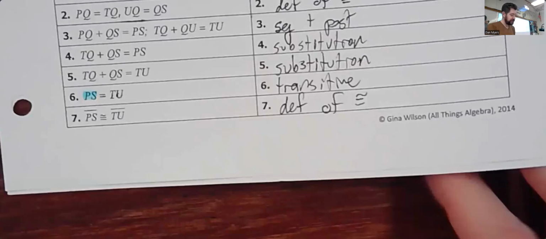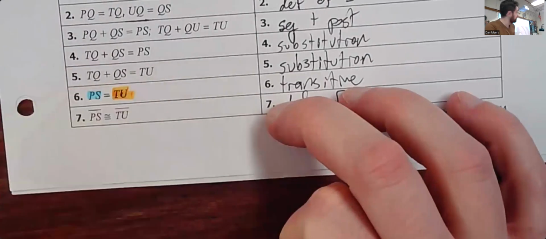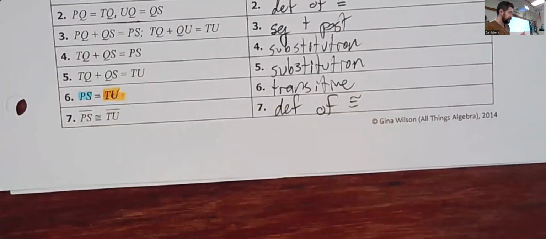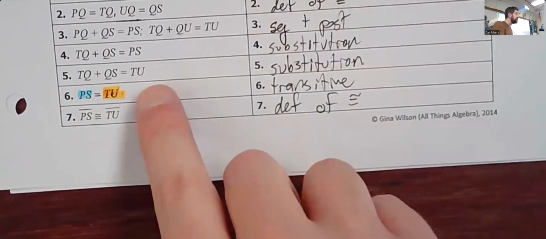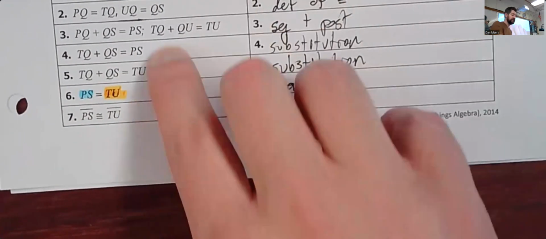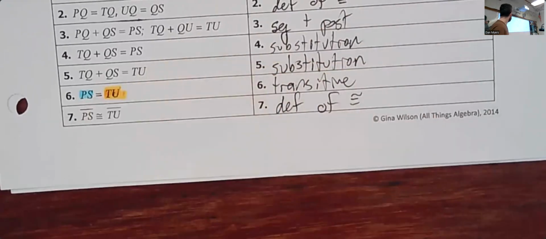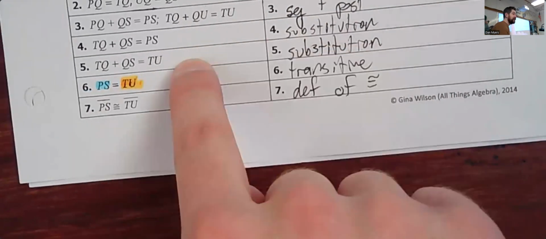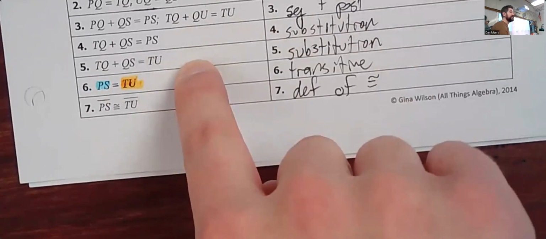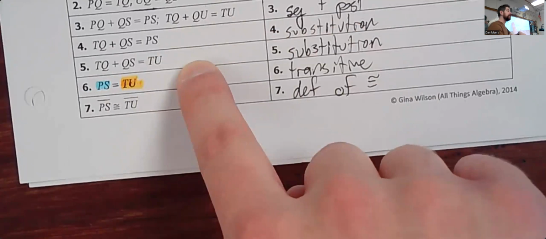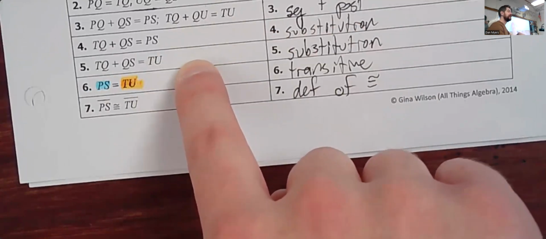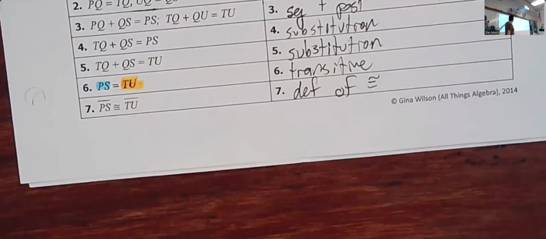All right, then TU here. TU is our third thing. TU is also in step 3, but it's also in step 5. And transitive, like I said, is usually a combination of the previous 2 steps. So do you notice anything in steps 4 and 5 that both PS and TU relate to, that is the exact same thing they both relate to? In this step here, PS relates to TQ plus QS, right? And in this step here, TU relates to TQ plus QS. Both of these things relate to the same thing here, which means that they are equal to each other.